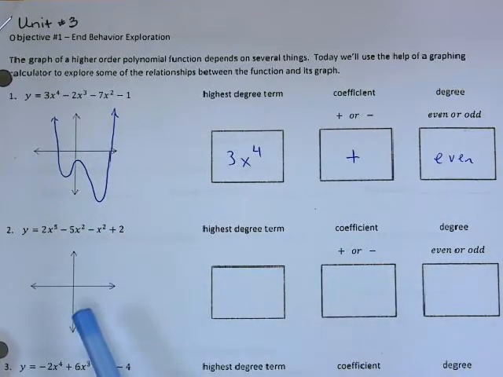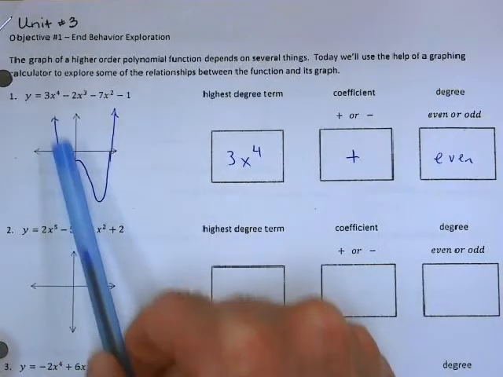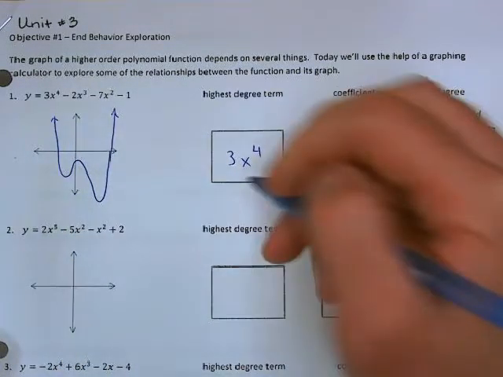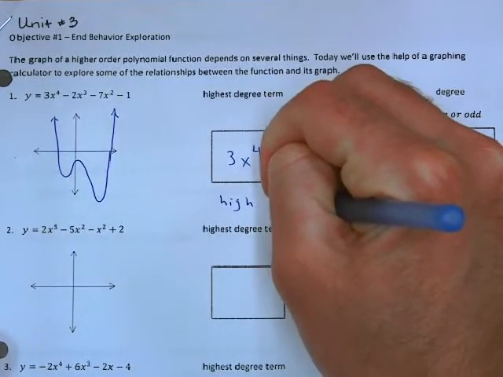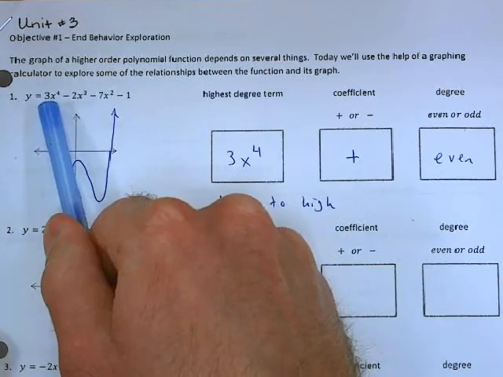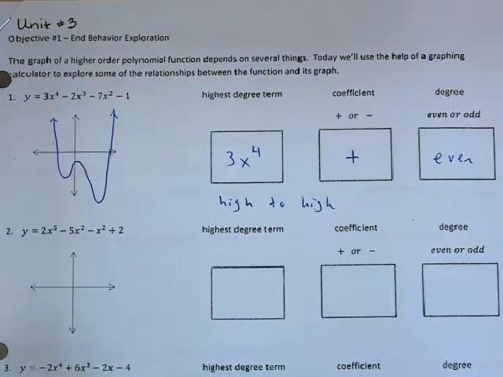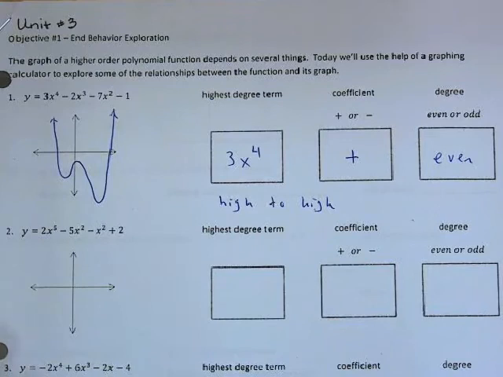Well, if we look at the end behavior, in other words, how does our graph start and finish? Going to the left forever, it's going up. Going to the right forever, it's also going up. So we would say this one goes high to high. That's the language we want to use. High to high, because on the left side it's going up, so it's going high, and on the right side it's going up, so it's going high. Another example of high to high would be a parabola that opens up. So anything that goes up and up on the two sides, we call that high to high.